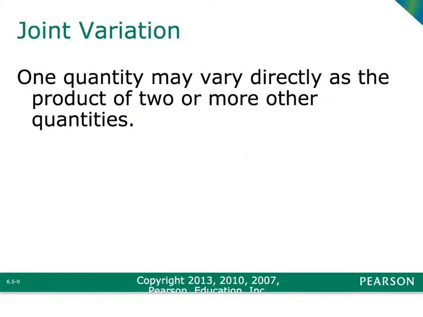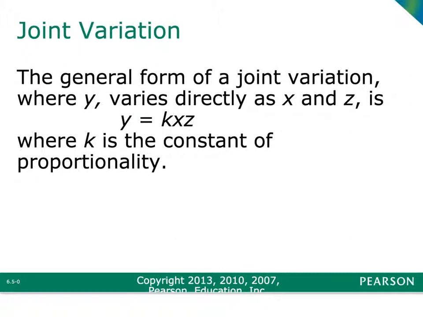Okay, the last type of variation is called joint variation. Joint variation is the same thing as direct variation, but it includes multiple variables. An example of joint variation would be something like y equals k times x times z. Notice that everything's multiplied. You still have the k, you still have the constant of proportionality. You just have more than one variable on the right-hand side.